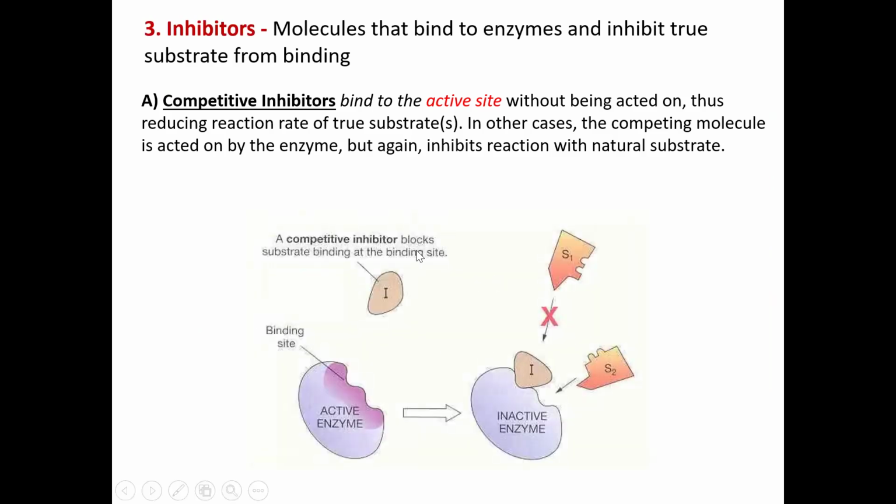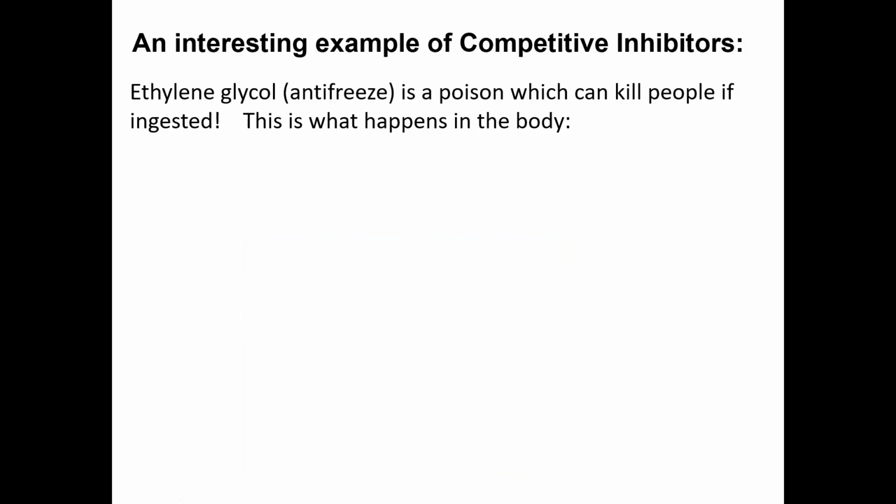So we have a competitive inhibitor that blocks substrate binding at the binding site. So we have the active enzyme and the binding site, and you have a competitive inhibitor that now comes and blocks the substrate from binding, and you have what? Inactivated enzyme. So an interesting example of competitive inhibitors is what we call ethylene glycol.